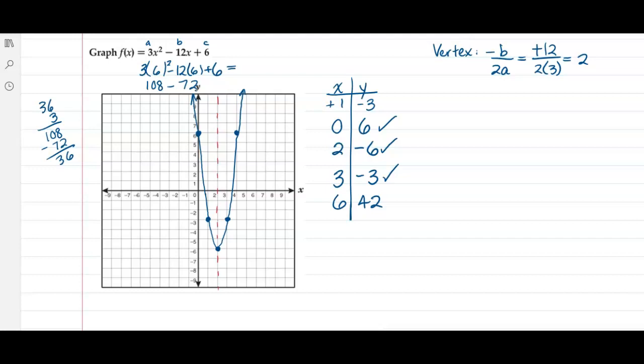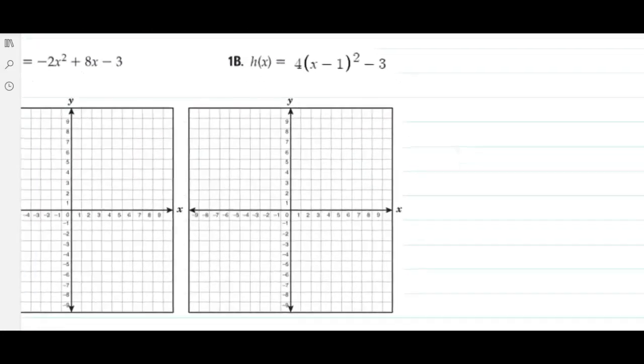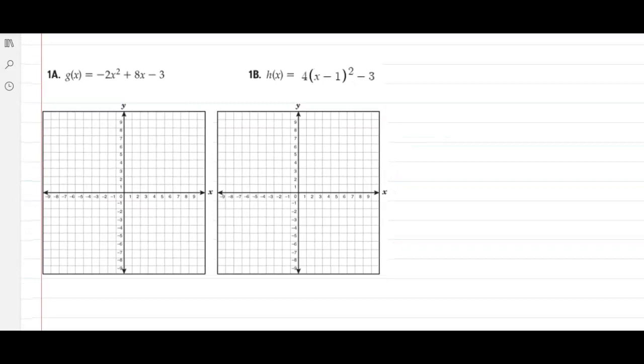So some key points: the vertex, the y-intercept, and the axis of symmetry helped us get a good graph. Let's go over to 1b. 1b isn't in standard form right now, so it's going to be very difficult to find the axis of symmetry and the vertex as it is right now because we don't know much about vertex form. Since we don't know that yet, let's go ahead and multiply this out.